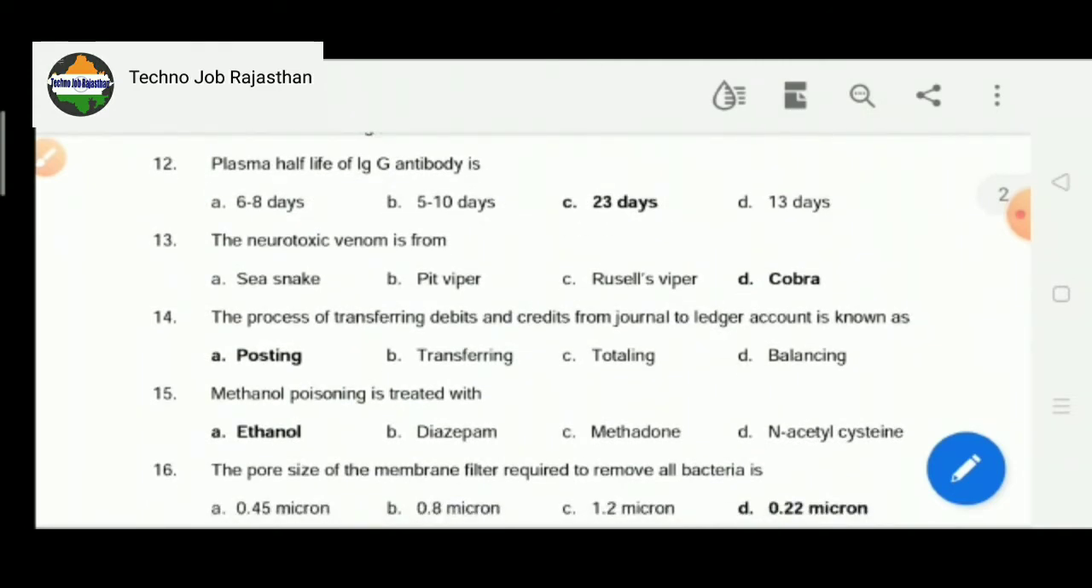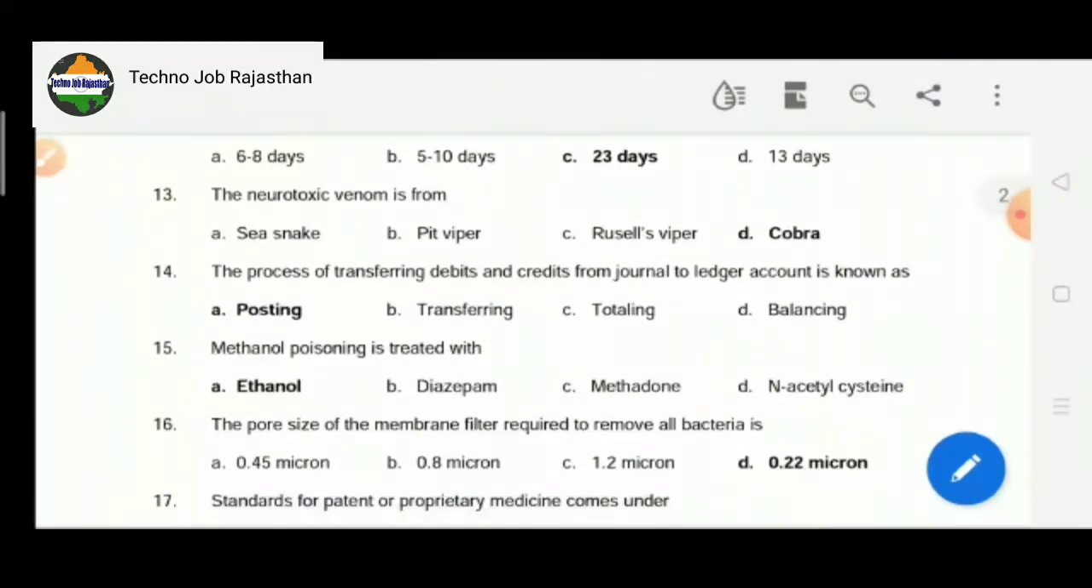Question number 13: the neurotoxic venom is from option A sea snake, option B pit viper, option C Russell's viper, option D cobra. So the correct answer is option D, that is cobra.